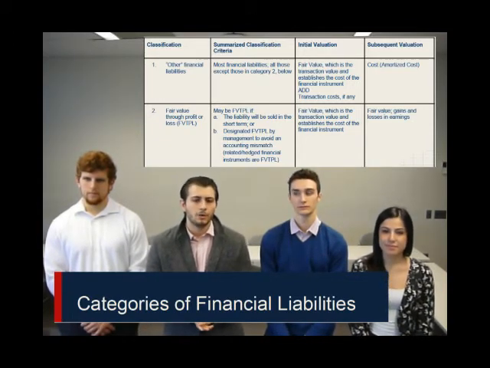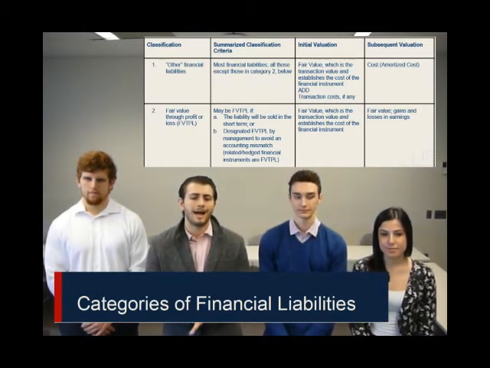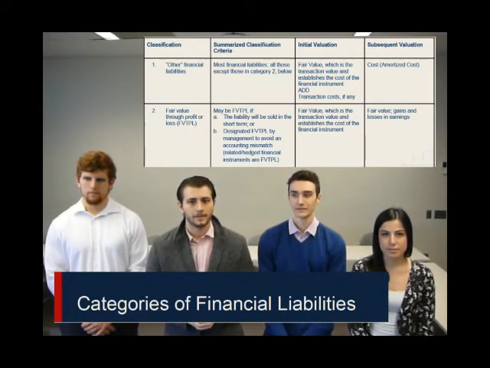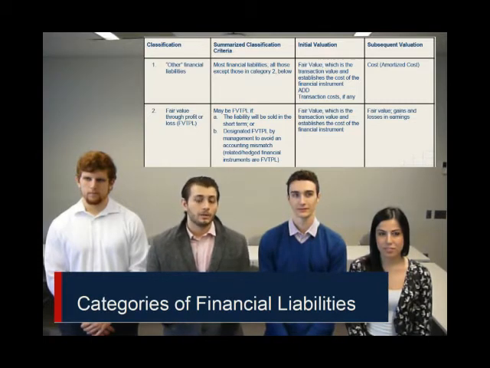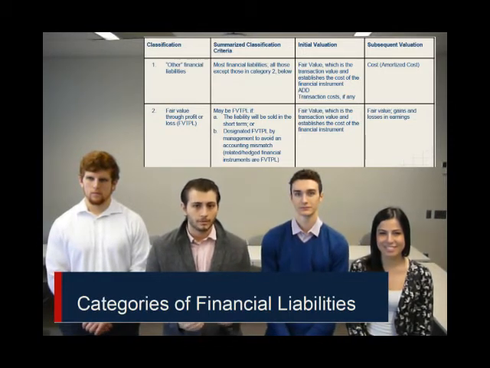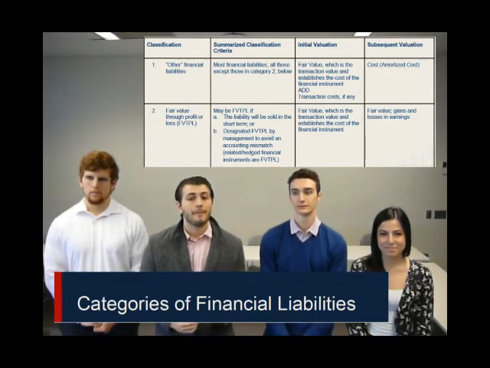The next classification would be fair value through profit and loss. So anything that doesn't classify as other financial liability will then fall into this category. So why would it fall into fair value through profit and loss? Well, the liability will be sold in the short term, or also it can be a management decision.